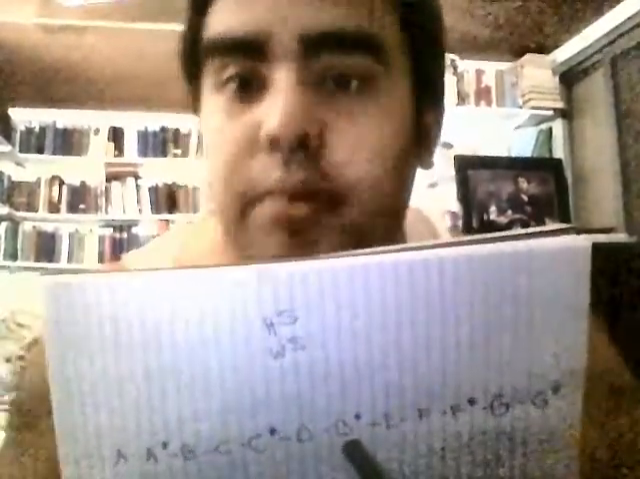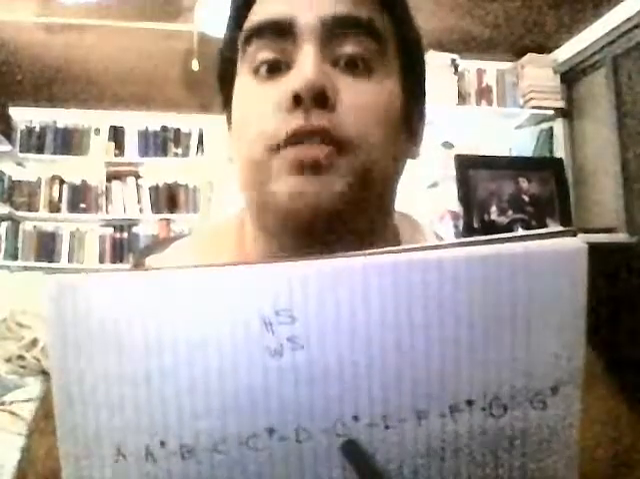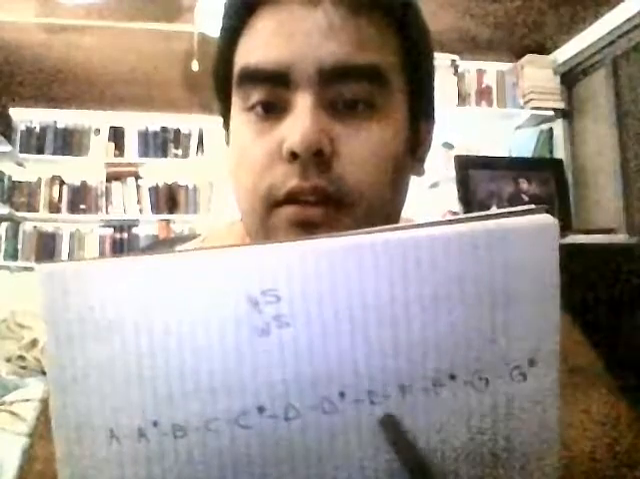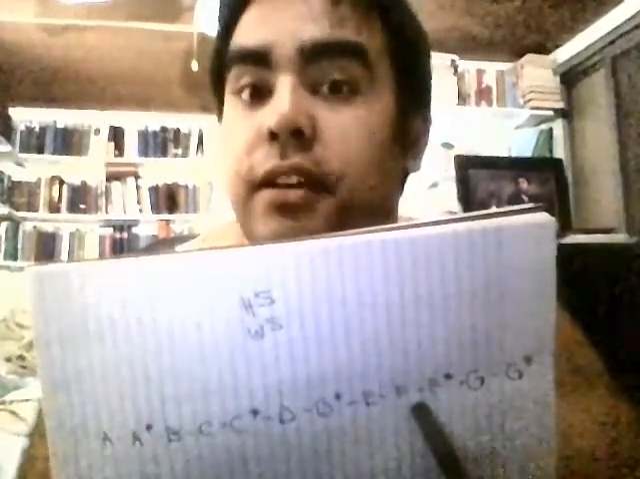From D sharp, what's up a whole step? 2 movements. F. Say that one out loud, because that's a tricky one. D sharp, E, F. That sounds pretty hardcore music-ish, doesn't it? A whole step up from D sharp is F.